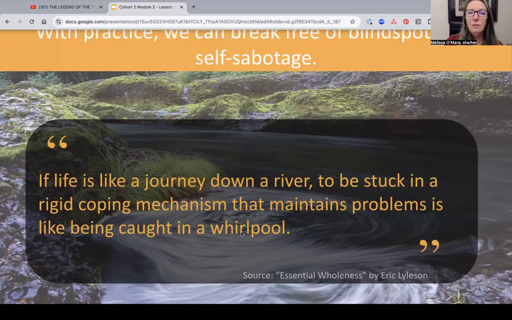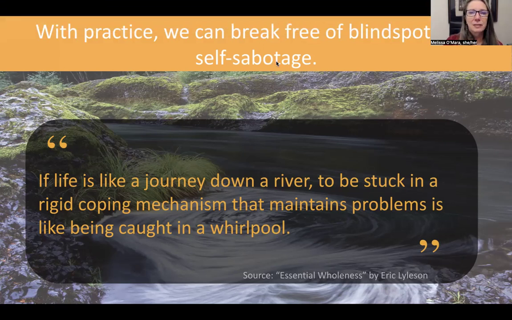With practice, we can absolutely break free of our blind spots and stop self-sabotaging. So if life is like a journey down a river, to be stuck in a rigid coping mechanism that maintains problems is like being caught in a whirlpool on the side of the river. Not where there's solid flow and clean water, but actually where we can get quite stuck.